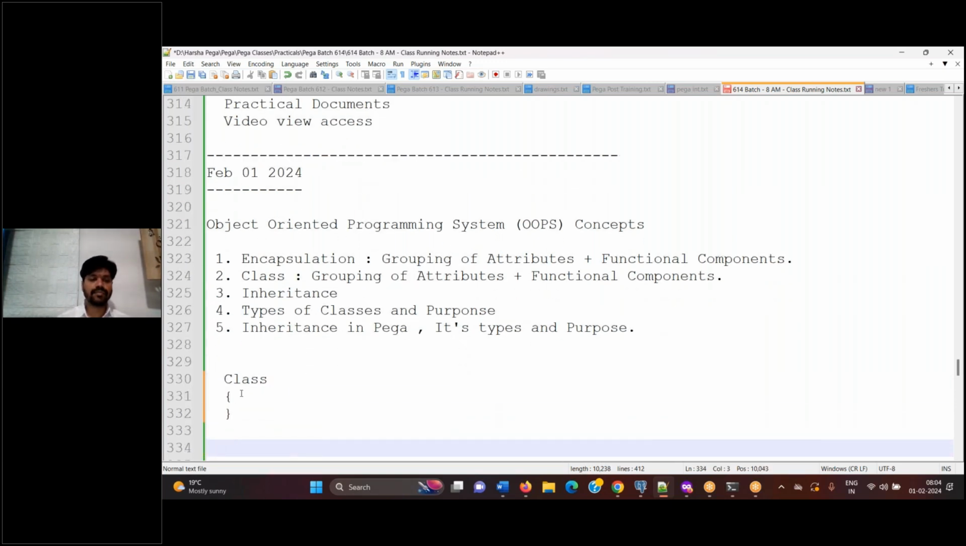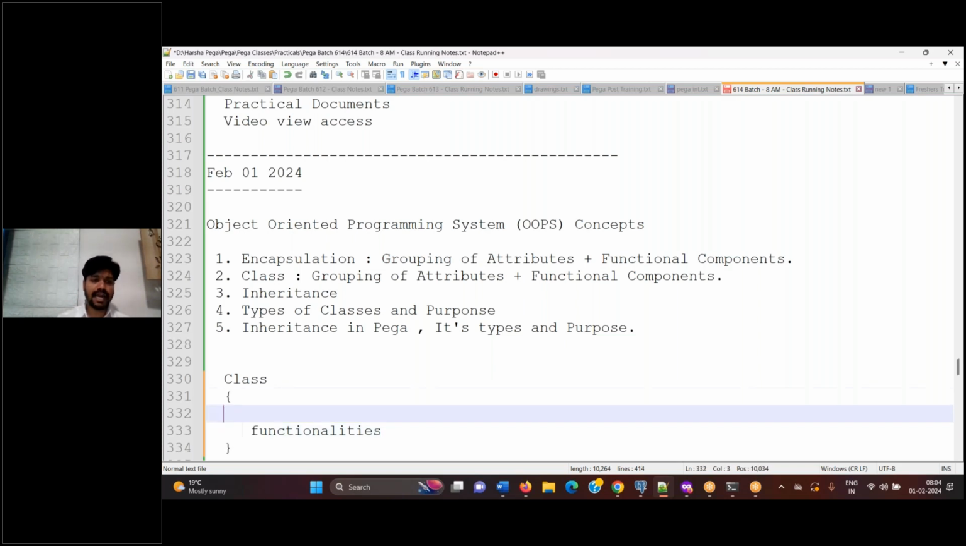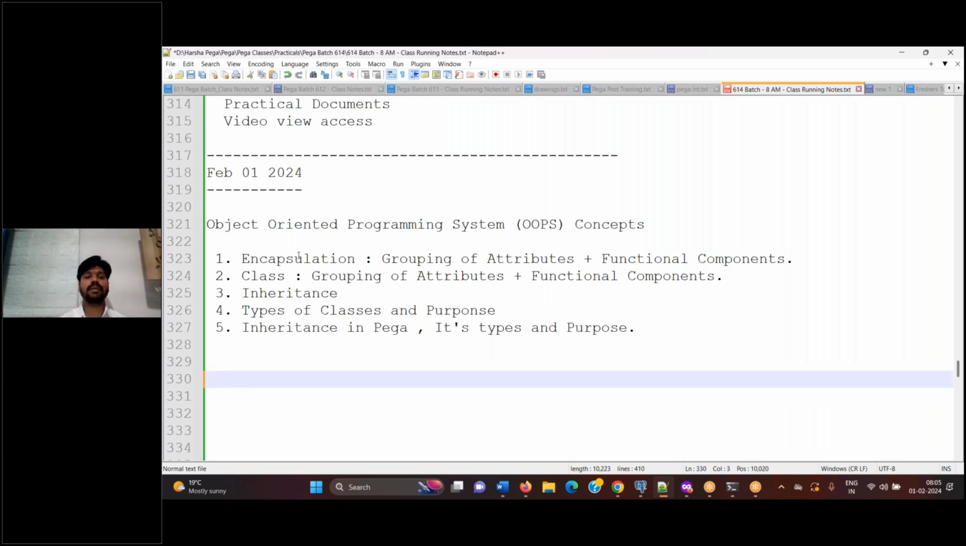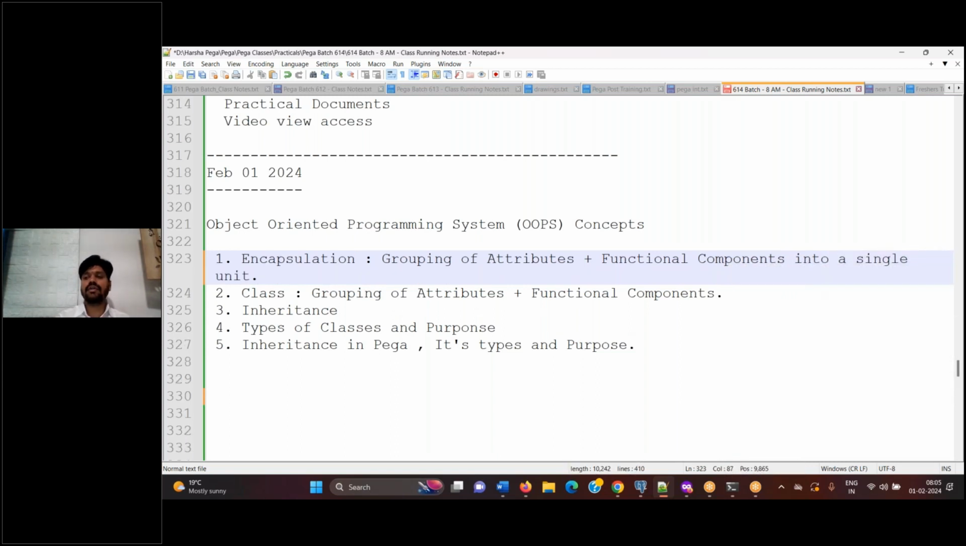Here you are writing some functionalities, plus attributes. All are enclosed within a class. This is how you should have your programming language developed. So that concept has been given the name encapsulation. Encapsulation means grouping of attributes plus functional components into a single unit. That is called encapsulation.